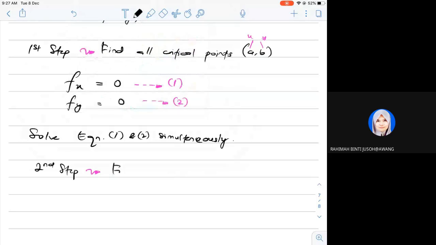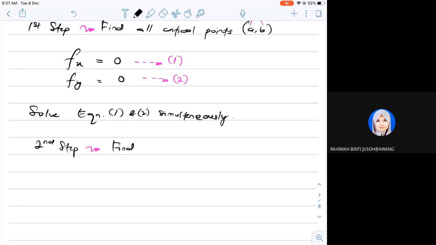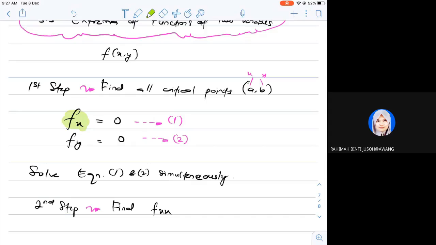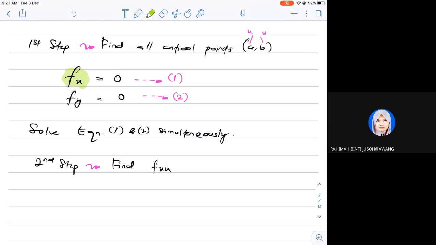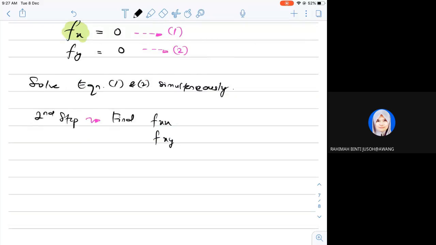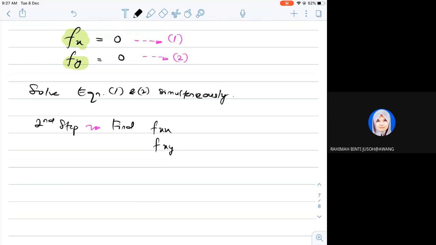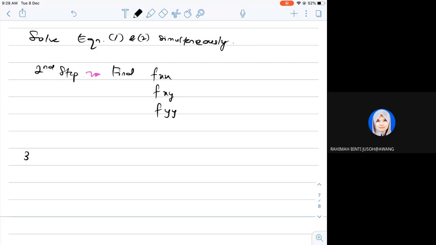Okay, what you should do is you have to find the second order partial derivative, which are fxx, meaning that you kena differentiate lagi sekali you punya fx ni terhadap x. You jangan ambil yang asal, sebab yang asal ni function asal. You kena ambil yang you dah differentiate tu. So differentiate lagi sekali terhadap x. So that's why dia jadi fxx. Okay, and then after that you need to differentiate your fx with respect to y. So cari fxy. After that, okay, daripada fy ni, you kena differentiate your fy again with respect to y. So you akan cari fyy. Okay, so this is the second step. Cari benda ni.